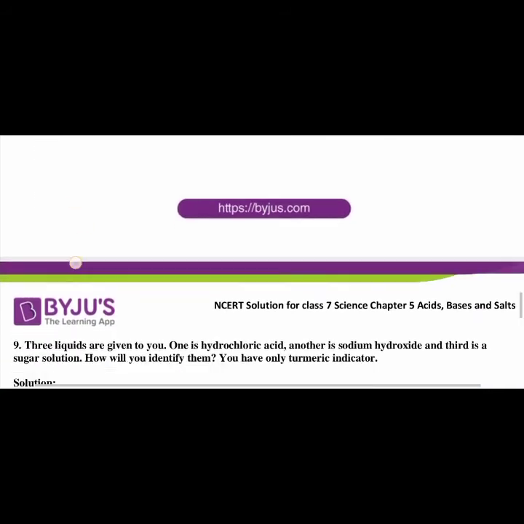Next is why factory waste is neutralized before disposing it into the water bodies. Factory wastes are acidic in nature, which may cause harm to aquatic life. Hence they are neutralized by using a base before disposing it into the water.